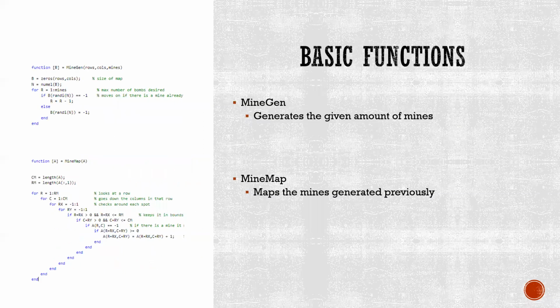So for the functions, what MineGen does is it takes inputs for rows, columns, and the number of mines. It takes the area of the map made by those rows and columns, and it randomly picks spots. Those are then marked as mines. What MineMap does is it takes the map from MineGen and goes down the rows. If it finds a mine, it adds 1 to every empty space around it.